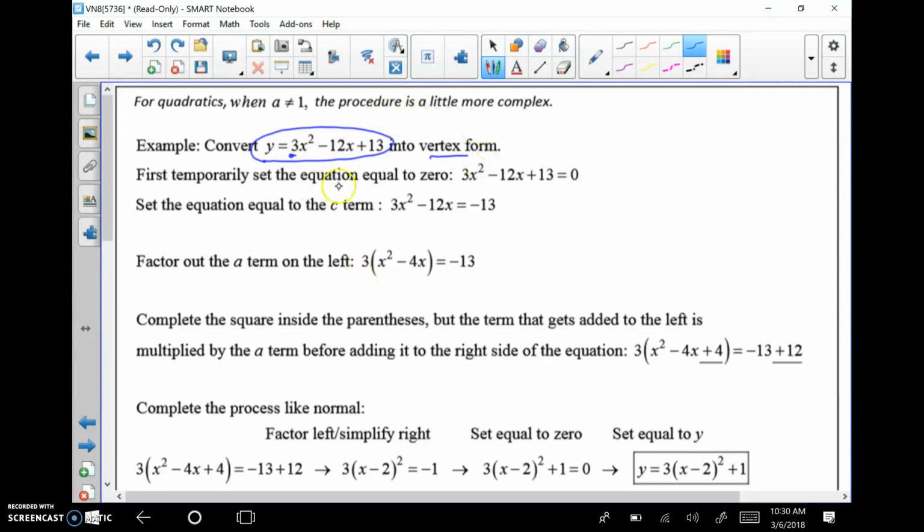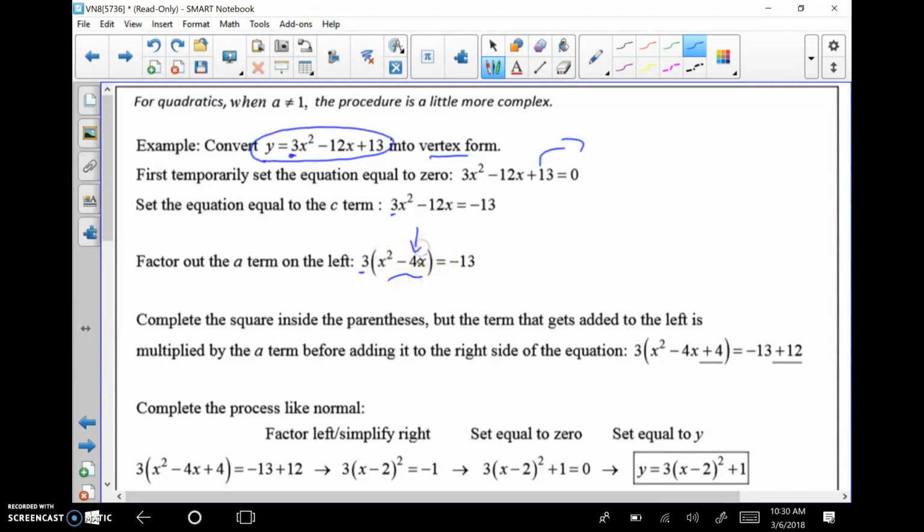But the process for completing the square or vertex form when there's a number in front of x squared starts off still the same way. You move the constant over. Then you need to factor out that number in front of x squared as a GCF. So I took out that 3 just on the left side. Take out the 3. What's left over is x squared minus 4x. Then we go through the process of completing the square just in here.